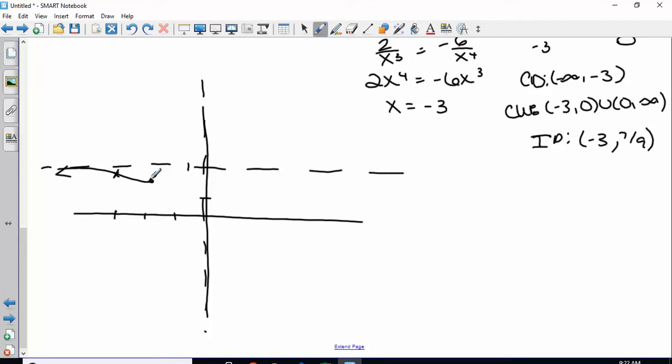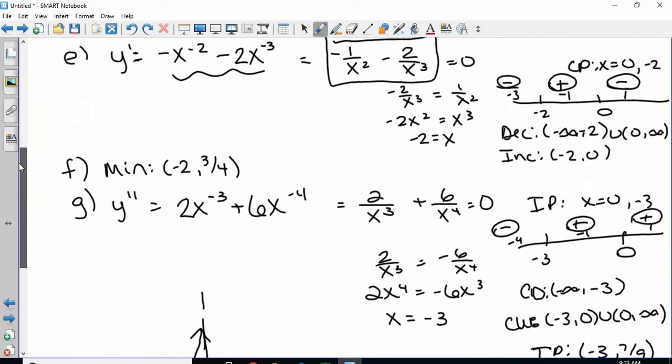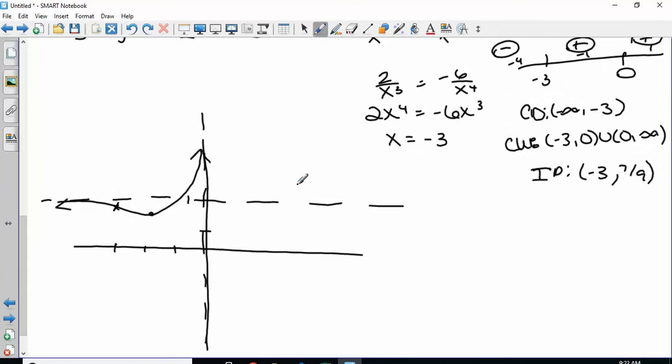Once we hit that inflection point, we are curving upward until we get to 0. And my graph also switches to increasing until we get to 0. So we're increasing and curving upward. Now we're going to be continuing to curve upward, but my graph is going to decrease. So decreasing but curved upward would look like that. So that's my final graph.